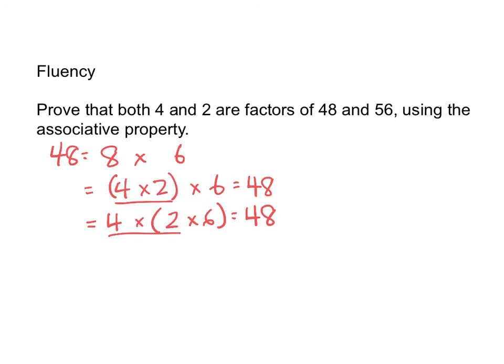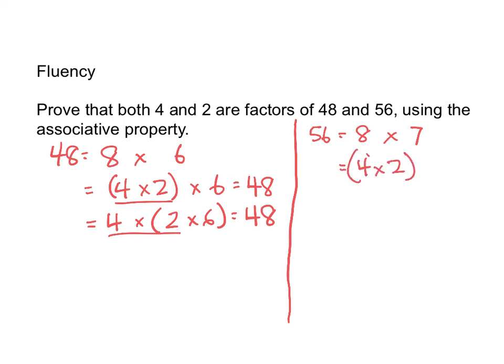So I'm going to have to write a little bit smaller. Let's do that same thing with 56. So we know that 56 is equal to 8 times 7. We'll go through that same process. 4 times 2, which we know is equal to 8, times 7, and that equals 56. Well, if we switch our parentheses, we have 4 times 2 times 7 equals 56. Well, 2 times 7 is equal to 14.